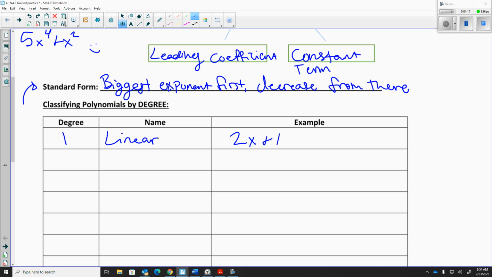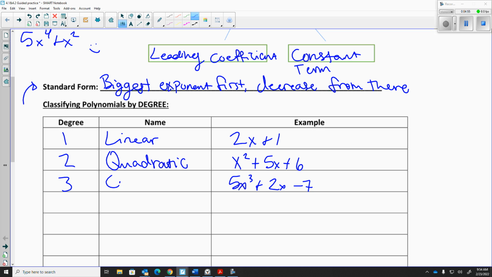Going up from there, second degree polynomial. That's maybe something like this. The biggest exponent you see is 2. What does that look like? It's a quadratic. We've already talked about a lot of this stuff. A third degree polynomial might look like this: 5x cubed plus 2x minus 7. I'm just making it up. Biggest exponent you see is 3. You know what the word is for that? Cubic. It's a cubic polynomial.